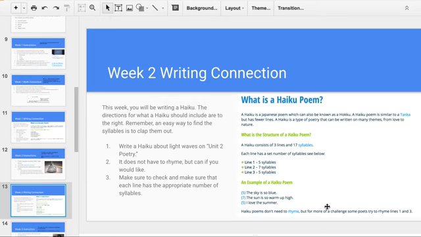What I would like you to do with your haiku this week is to create a poem, the haiku, that has to do with light or light waves. That can be anything to do with color, and that could be anything to do with what you would think of when we think of light.